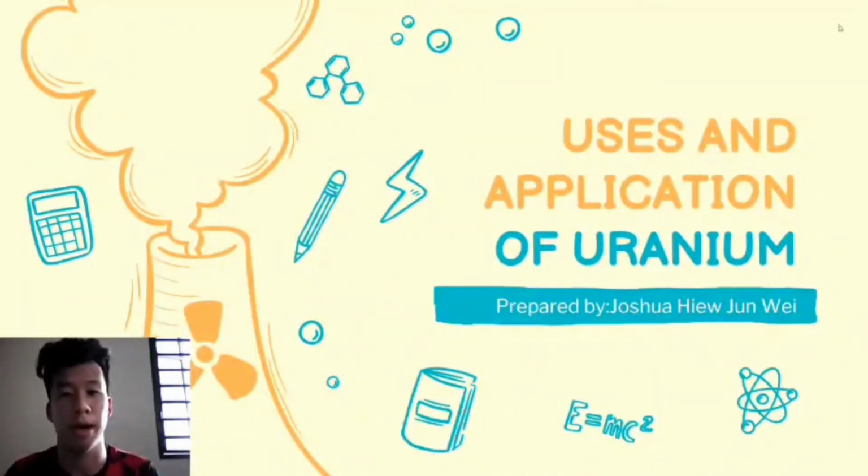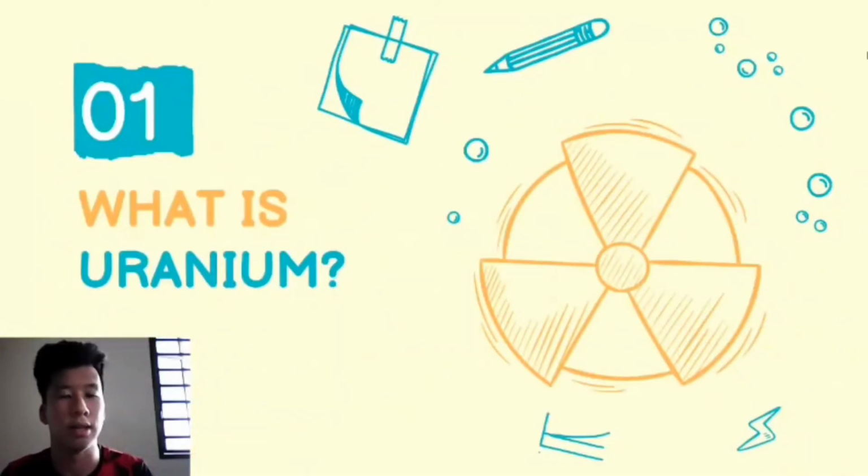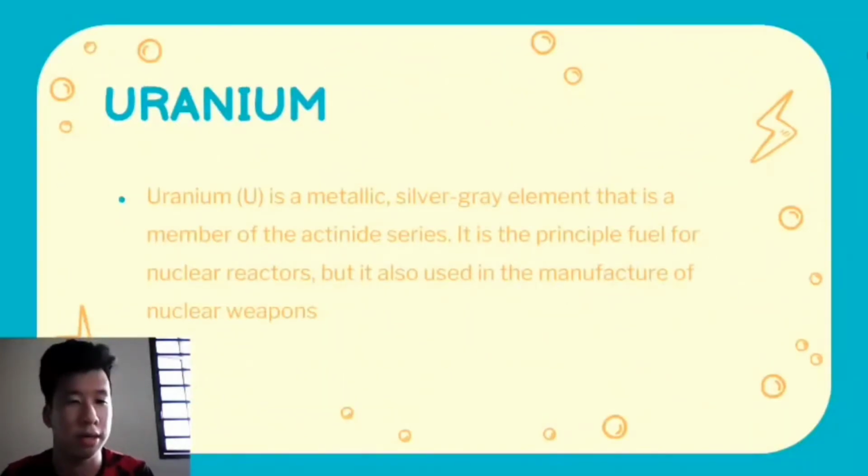So for my part, I will explain the uses and application of uranium. So in this PowerPoint, I will explain what uranium is, the uses and application of uranium, and the nuclear fission and the chain reaction of uranium. So first, what is uranium? Uranium is a metallic silver gray element that is a member of the actinide series. It is the principal fuel for nuclear reactors, but it is also used in the manufacture of nuclear weapons.